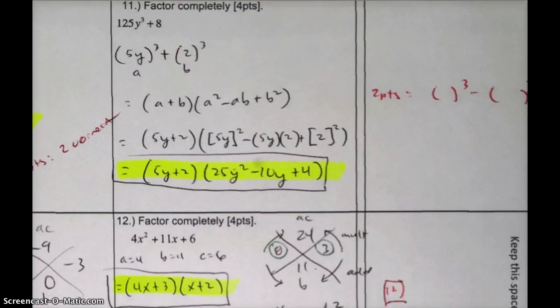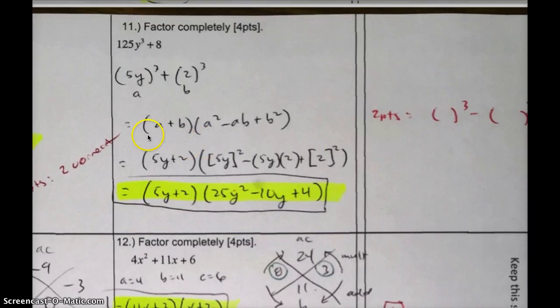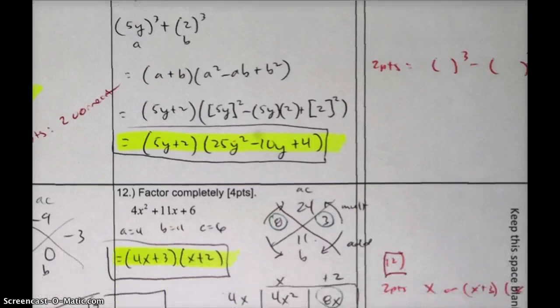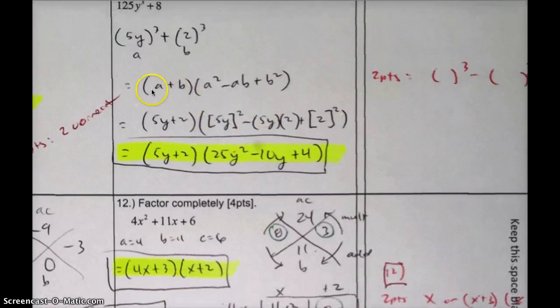And you must memorize this formula. The formula goes A plus B, A squared, AB, B squared. Then we learn about this acronym called SOAP, S-O-A-P. S stands for same sign, O stands for opposite sign, AP stands for always positive. If you wrote down the formula, you're at 2 points so far. If you made the substitution in there, your A value is 5y, your B value is 2.